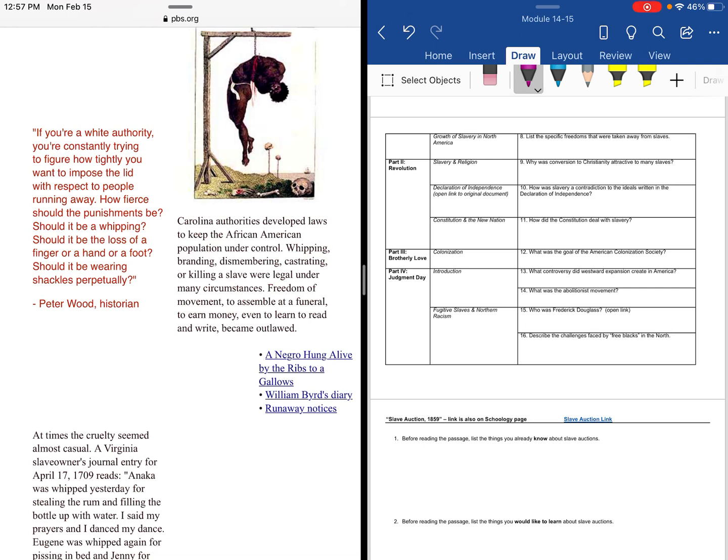Carolina authorities developed laws to keep the African American population under control. Whipping, branding, dismembering, castrating, or killing a slave were legal under many circumstances. Freedom of movement, to assemble at a funeral, to earn money, even to learn to read and write, became outlawed.